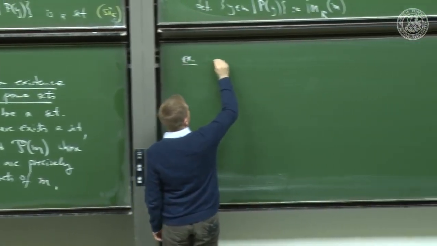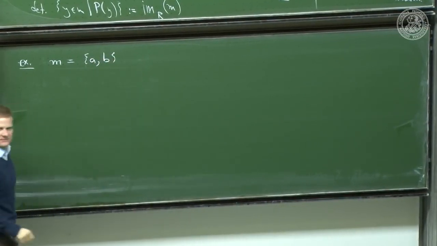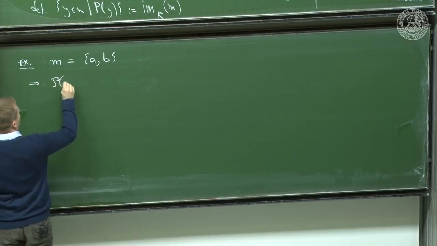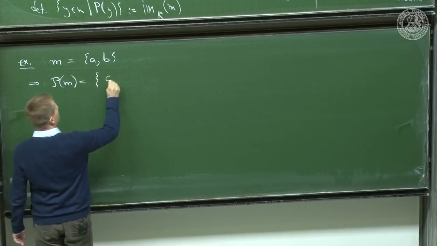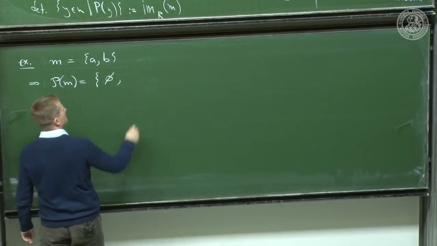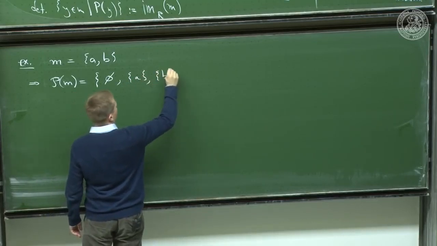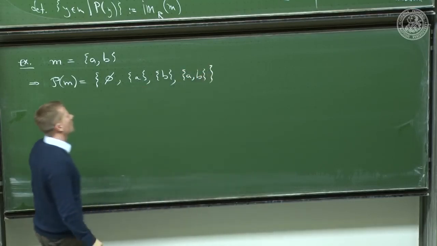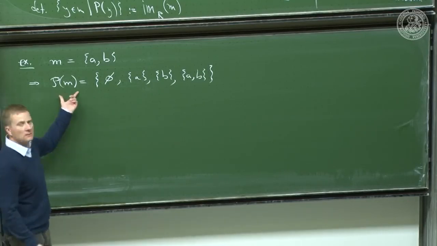Example: let M be the set with the elements A, B, which themselves are sets. Then the power set of M, which is the collection of all subsets. Well, the empty set is a subset of any set. Then there come the one-element subsets of M. And then here it's already the entire set. So these are all the subsets of M, and they're all collected, if you wish, in the power set of M.